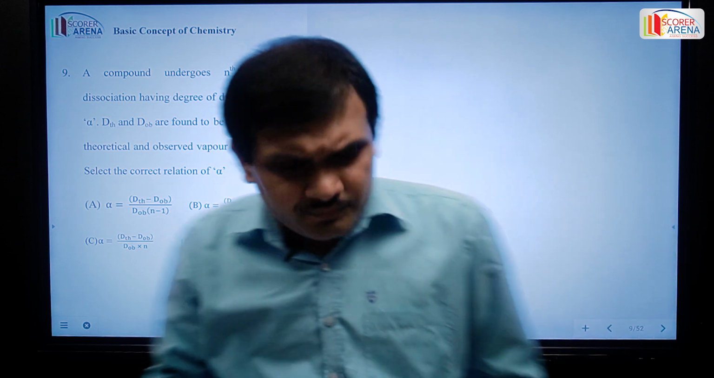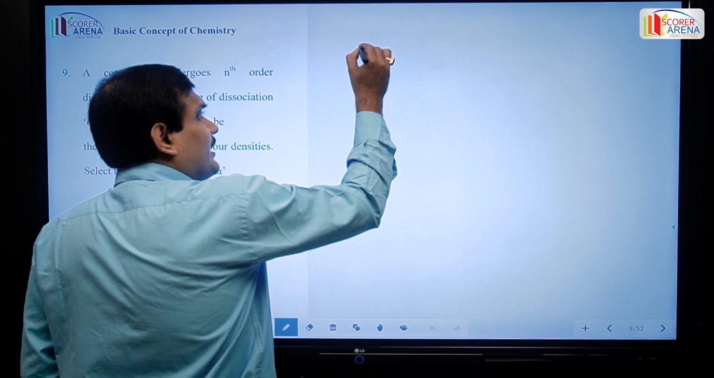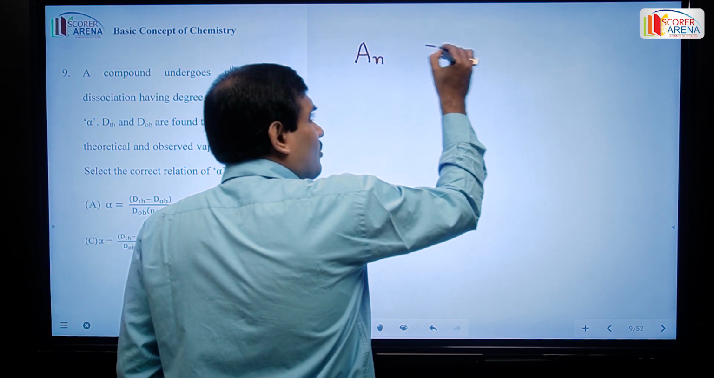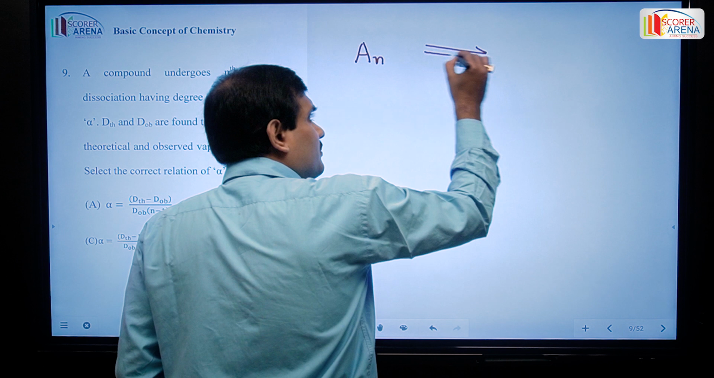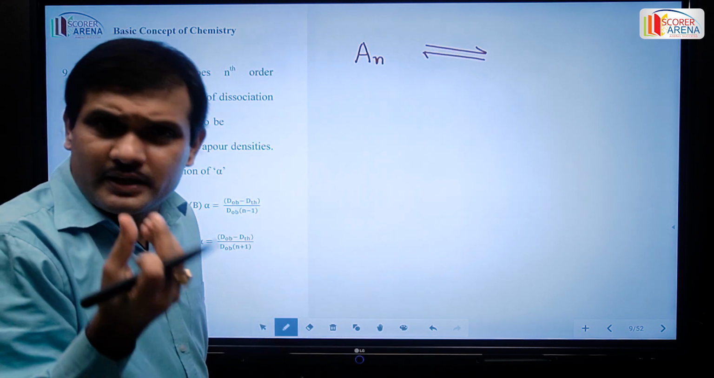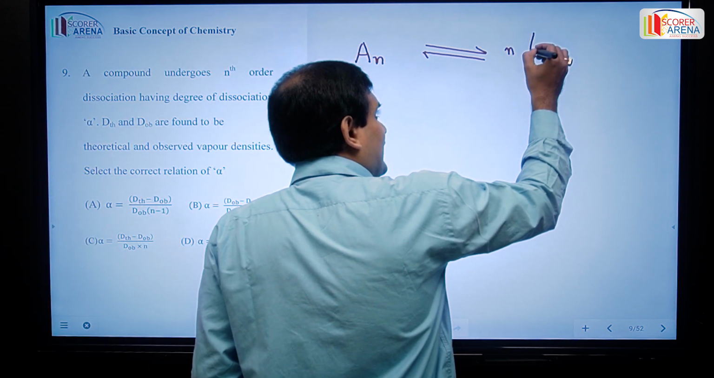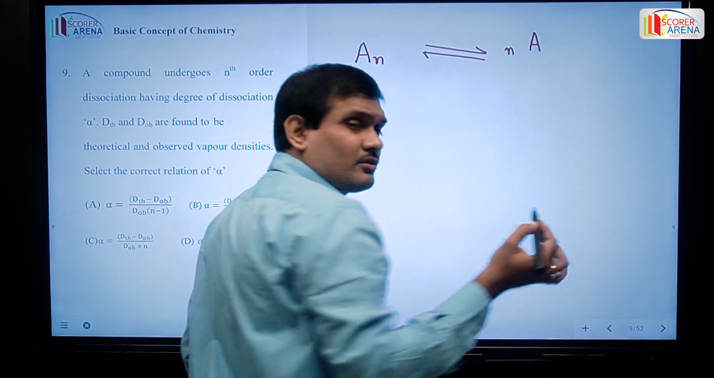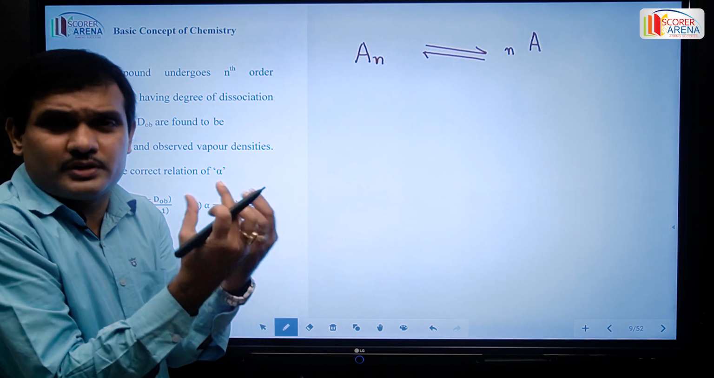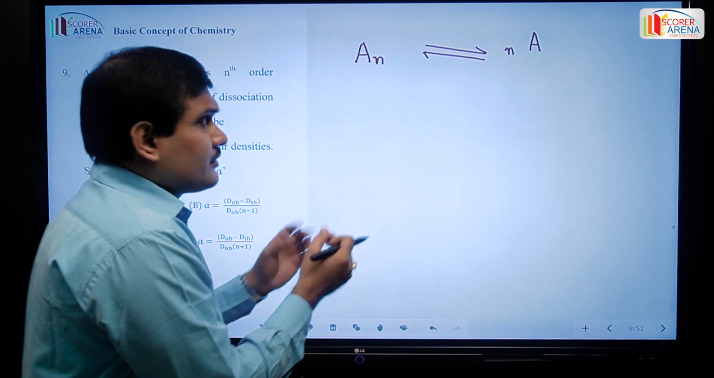So let us take a species AN. It will undergo nth order dissociation, which means it will break up to produce n number of fragments. If we take AN, it will break up to produce n number of A. The word nth order dissociation means if we take a molecule, it will undergo nth order fragmentation during this process.